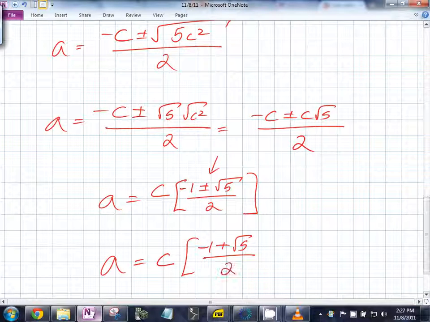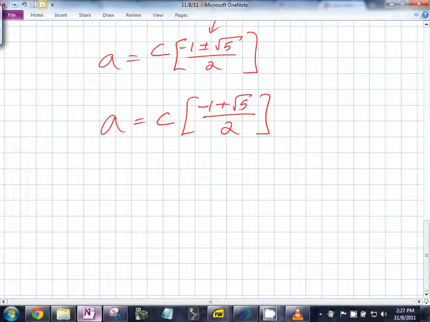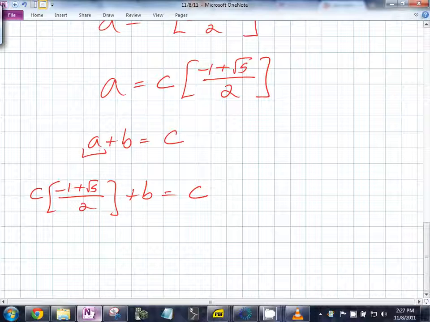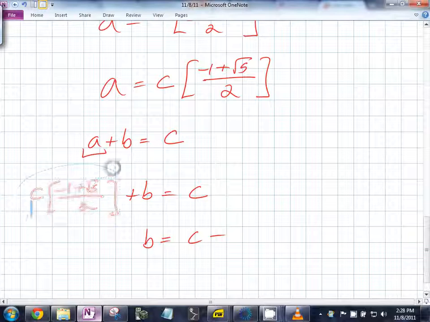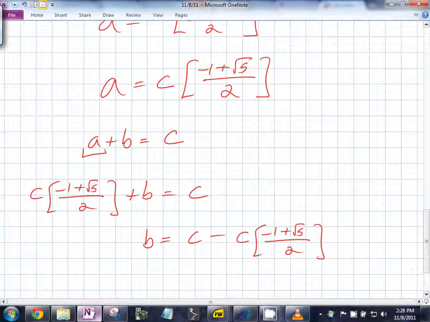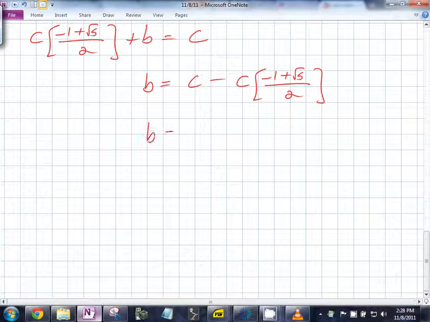We just found a. What else do we need to find? B. What was our relationship? A plus b was equal to c. So we know that c times negative 1 plus root 5 all over 2, plus b, is equal to c. All I'm doing is substituting for a, right? I'm trying to isolate b, so b is equal to c minus this thing, right? What can we factor out of both of those? C times 1 minus negative 1 plus root 5 over 2.